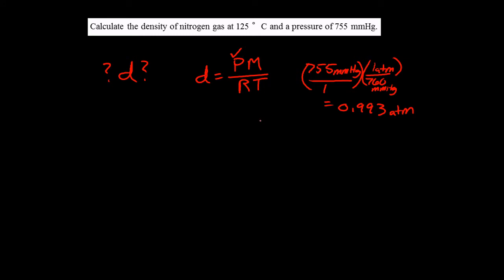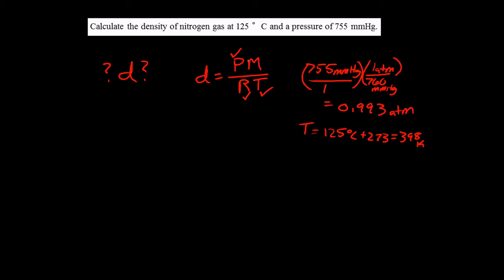Temperature, we are told that we're at 125 degrees C. We're just going to add 273 to that to get, let's see, 398 Kelvin. We know what R is, because it's a constant.